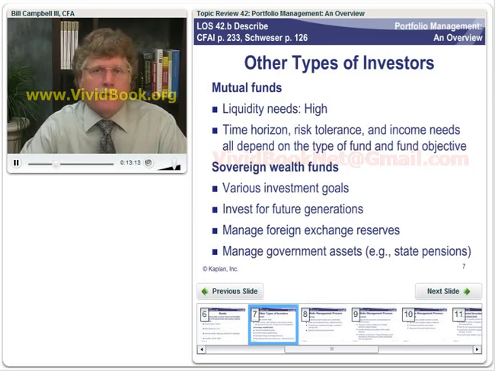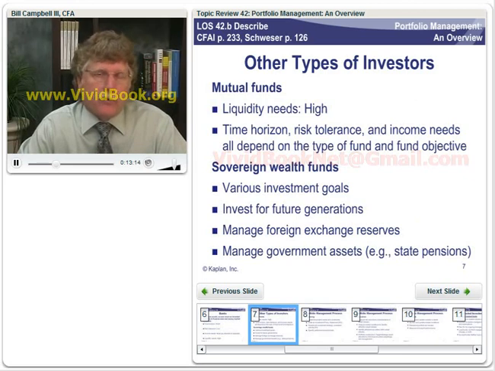Some other types of investors. Mutual funds. We'll talk a lot about mutual funds in a little bit, but just a brief overview: mutual funds, specifically open-end mutual funds, tend to have high liquidity needs because they have to be able to redeem shares. If their shareholders want to sell their shares, they would sell them back to the open-end mutual fund, so the fund has to have cash available so that they can redeem those shares.